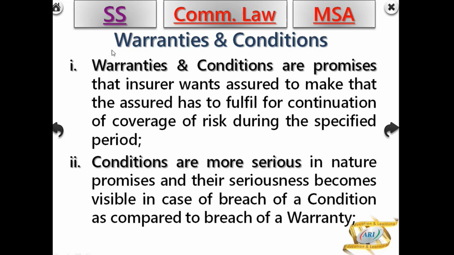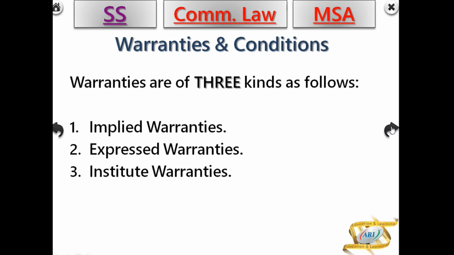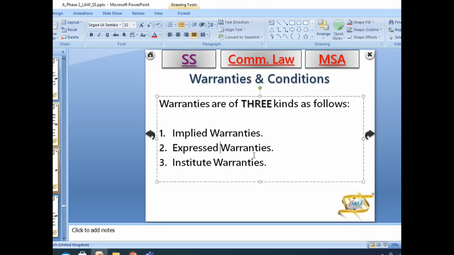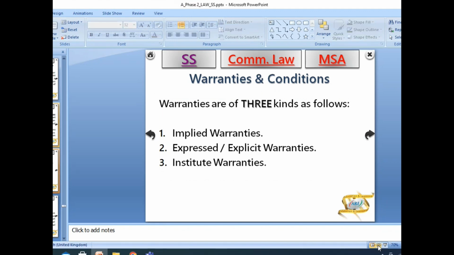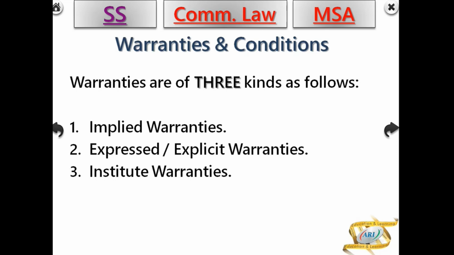So let's take the types of warranties first. There are three types of warranties. Let me write it here. Expressed/explicit. Why I'm writing this? Because I've seen in your paper, they have asked what is explicit warranty. It is the same. There are three kinds of warranties: implied warranties, express warranties, or explicit warranties, the same thing. And the third is institute warranties.